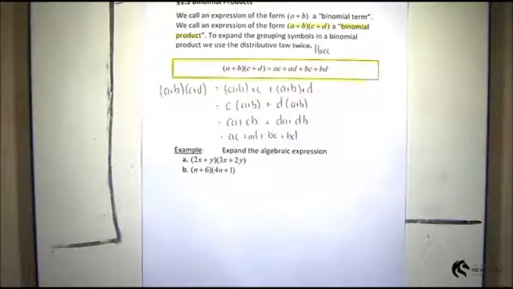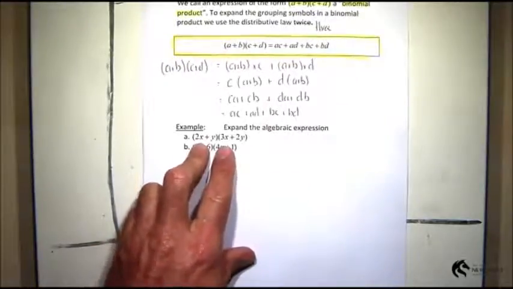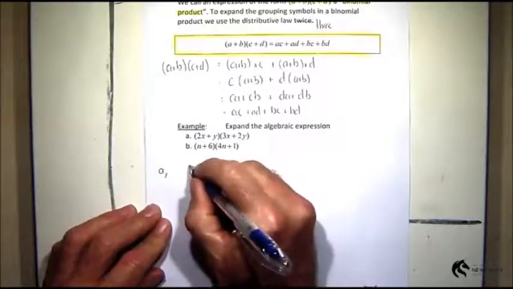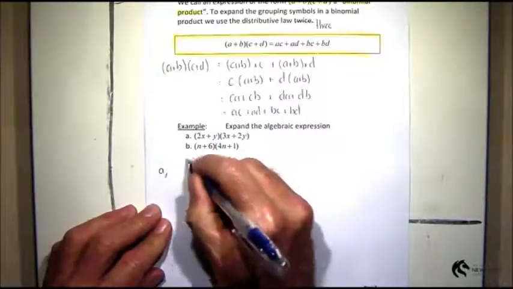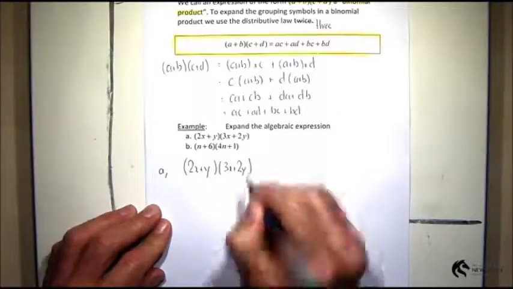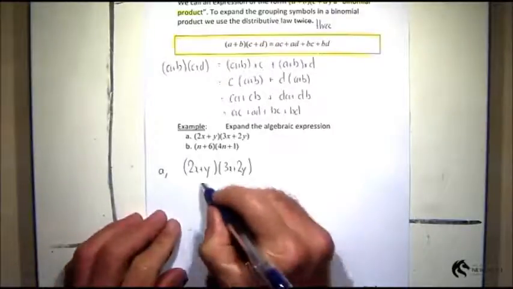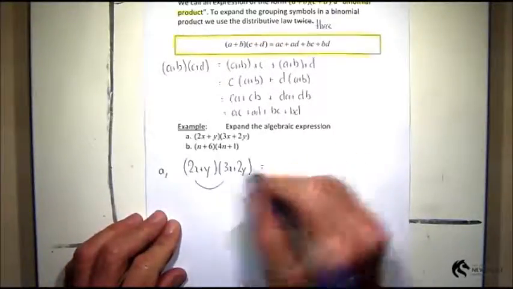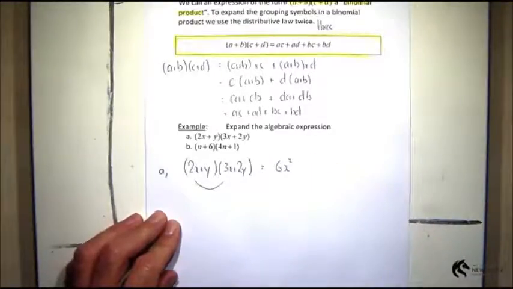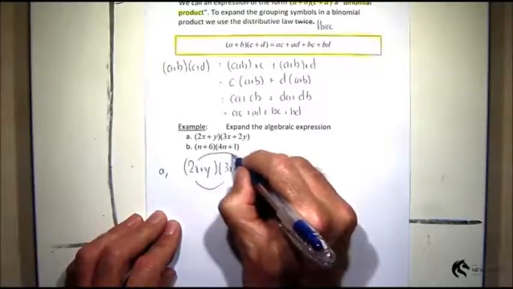So let's have a go at foiling. Using our FOIL, it says expand these algebraic expressions. So here in A, 2x plus y times 3x plus 2y. So that's a binomial product. Let's go. First is 2x times 3x will be 6x squared. First, outside, I guess, is the next thing here.